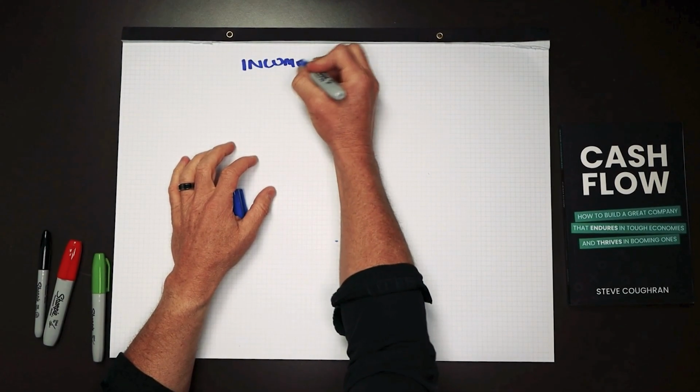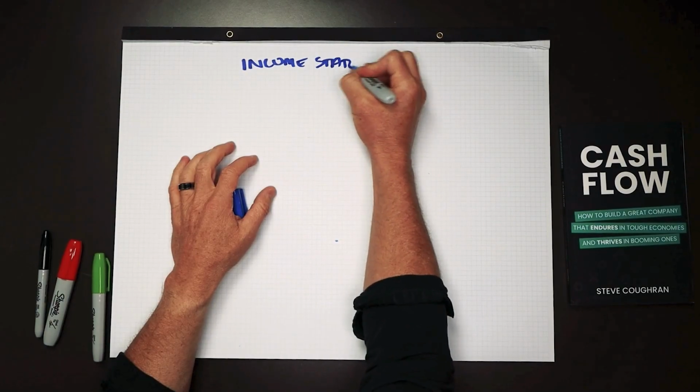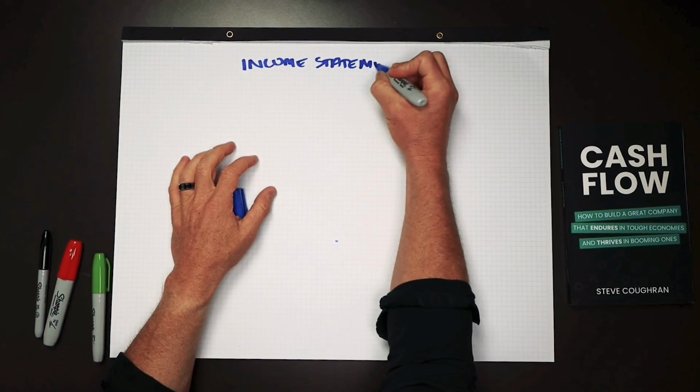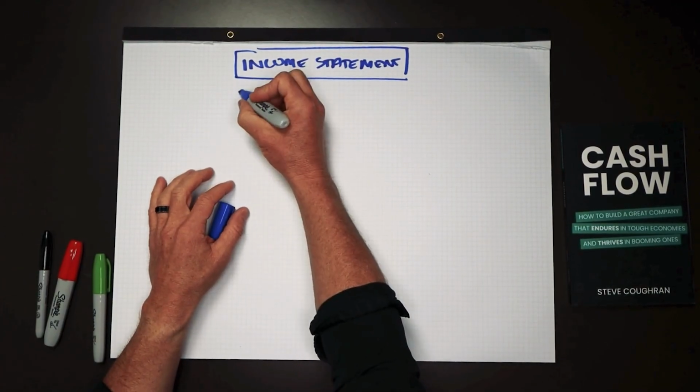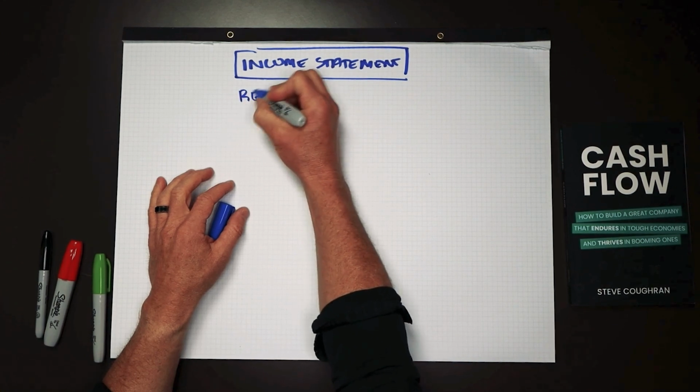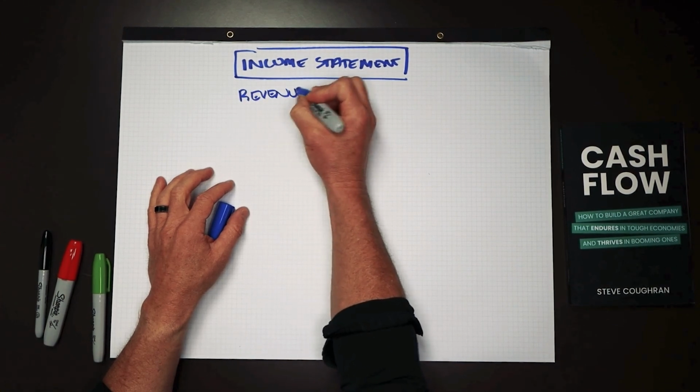The income statement will show you how much money you are earning from selling your products and services and running your business. In other words, it's your profit and loss statement. On the income statement, we begin with revenue. This is your top line.